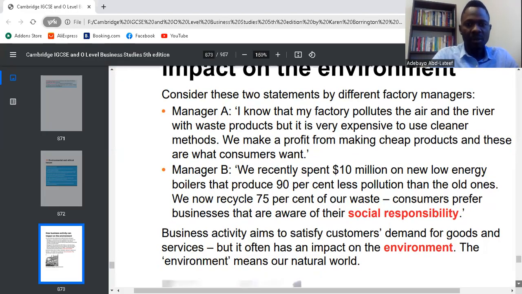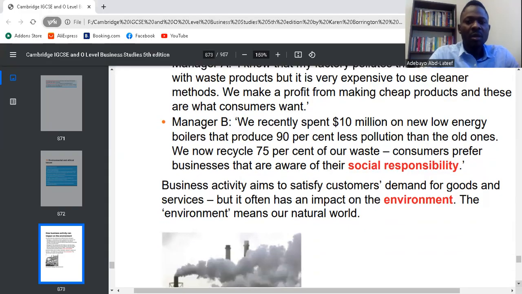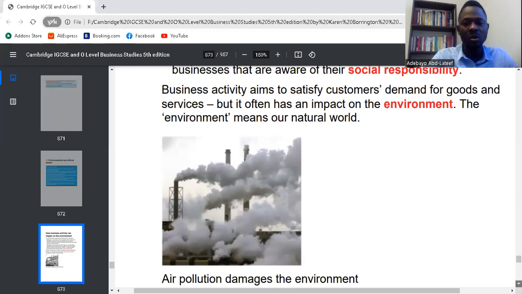Manager B: we recently spent $10 million on new low energy boilers that produce 90% less pollution than the old ones. We now recycle 75% of our waste. Consumers prefer businesses that are aware of their social responsibility. Business activity aims to satisfy customers' demand for goods and services, but it often has an impact on the environment. The environment means our natural world.